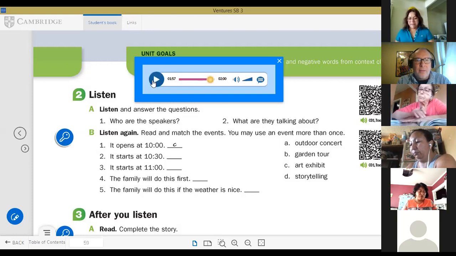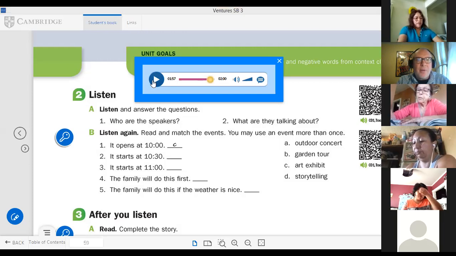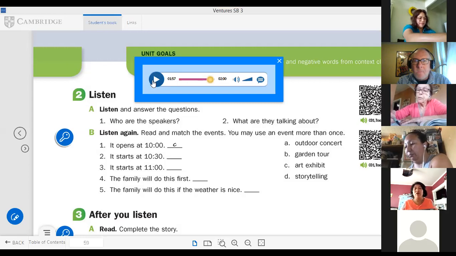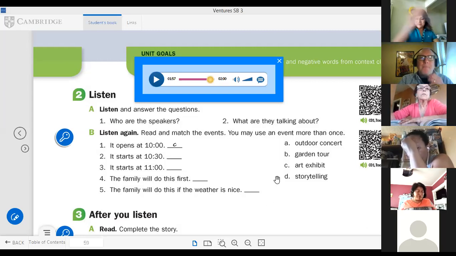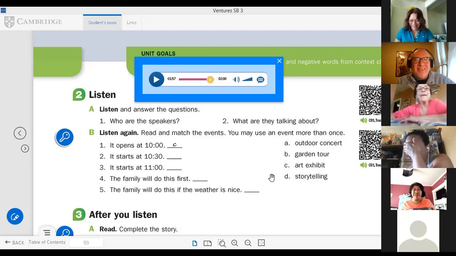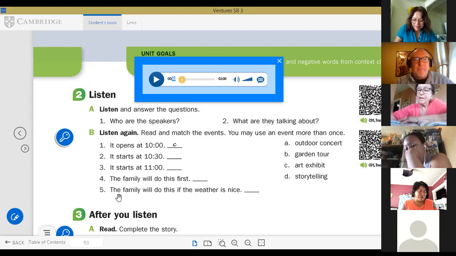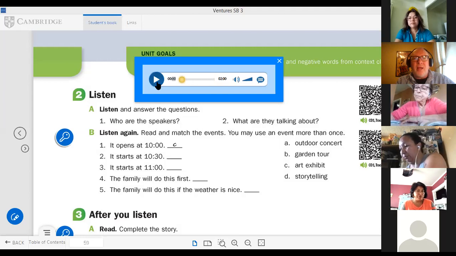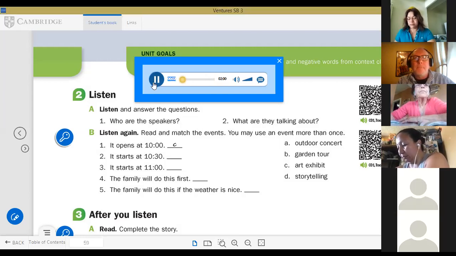All right. Good. Let me turn everybody's microphone back on. All right. Did everybody get the information? Some of you did not? Well, I'll play it one more time and we'll stop it after each one, okay? All right, so let me put a button here. Let's listen one more time. Unit 5, Around Town. Page 59, exercises 2A and 2B.